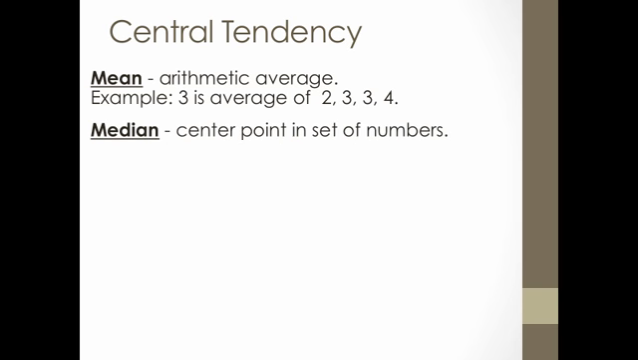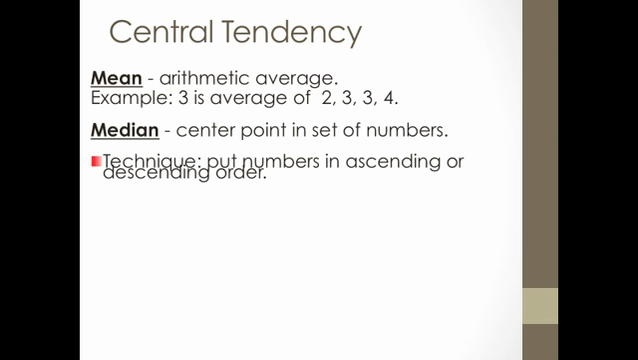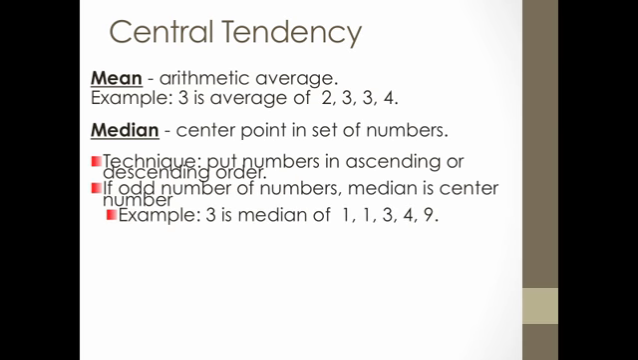You can compute the average, right? The median is another measure of central tendency, and it's essentially the center point of your data. So basically what you do is you put all of your numbers in ascending or descending order, and then you go through and you figure out where exactly the center number is.